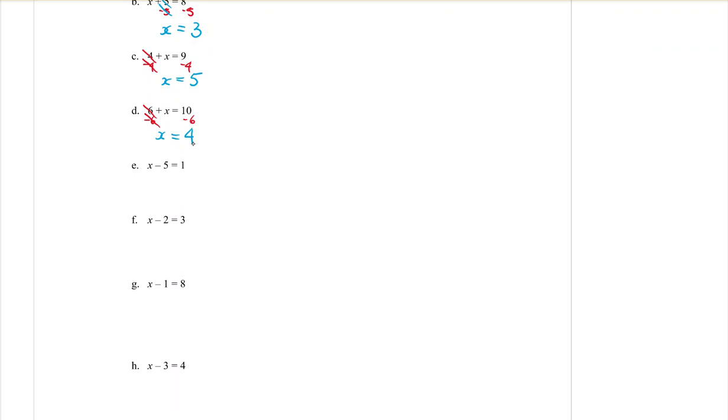x take away 5 equals 1. So the opposite of a minus 5, now I'm going to plus 5. So write them underneath, plus 5 here, plus 5 there, cross off to cancel. Plus 5 and minus 5 disappears. Then x is the only thing left on the left-hand side. 1 plus 5 makes 6 on the right-hand side.